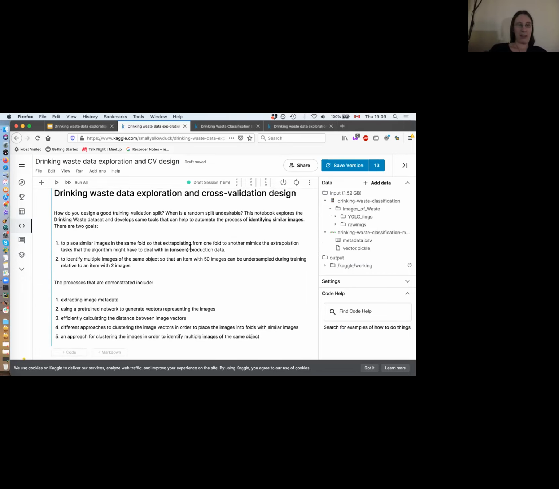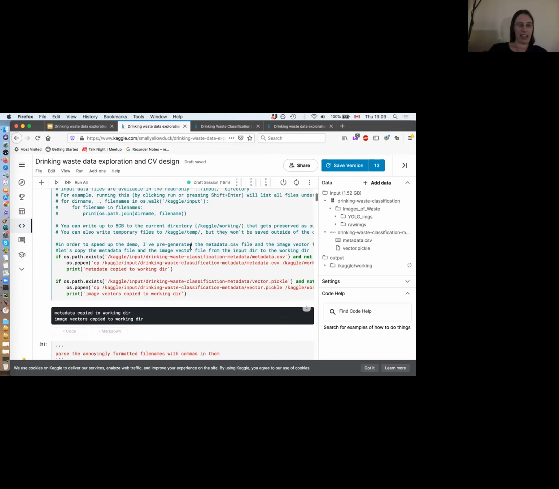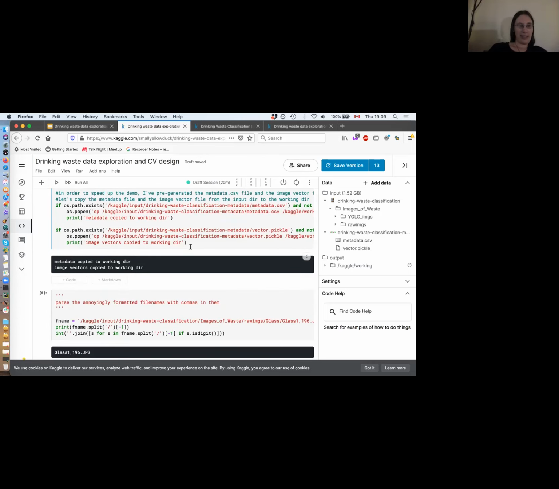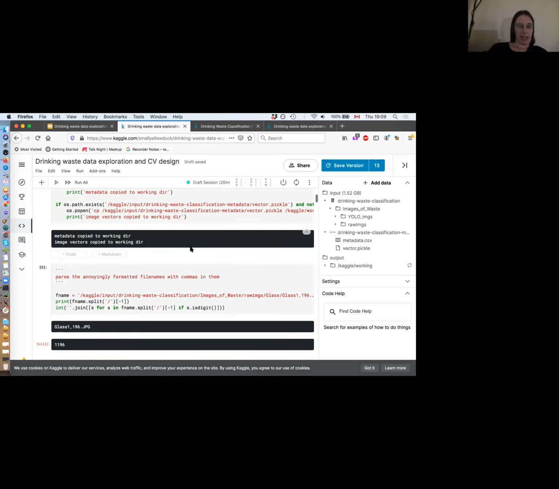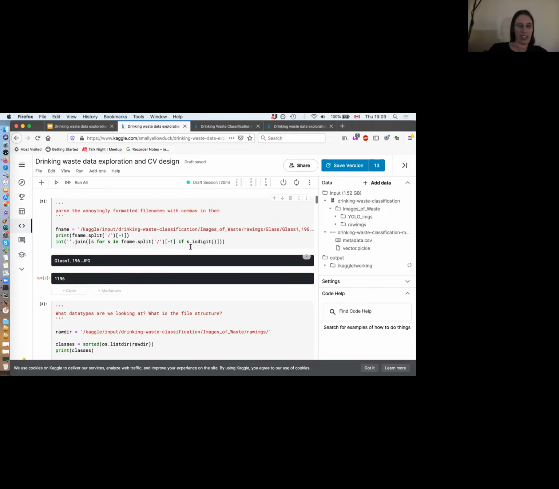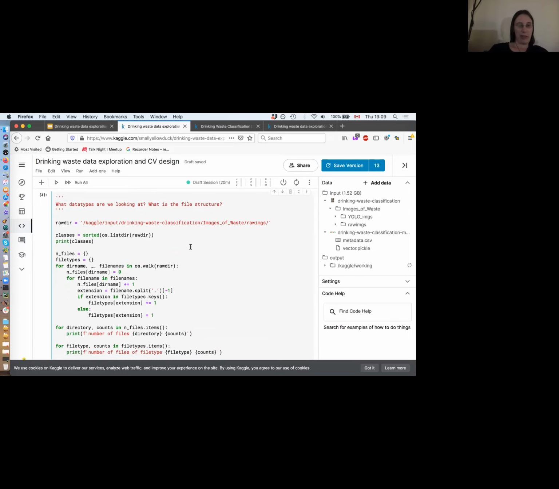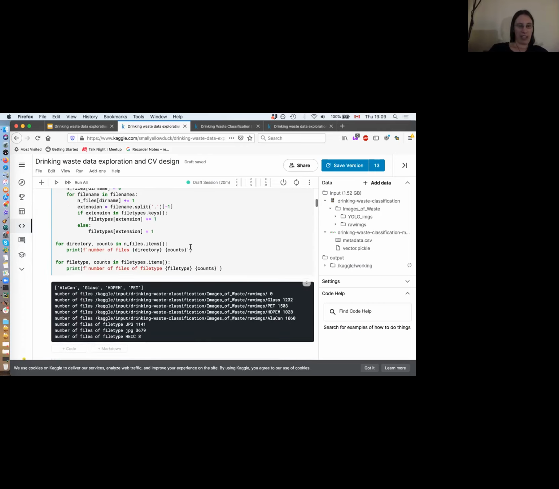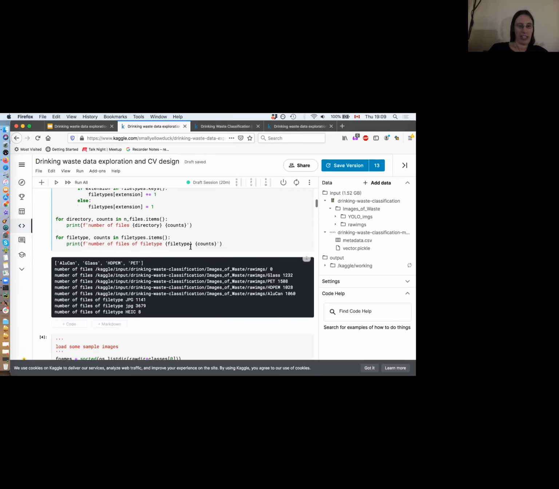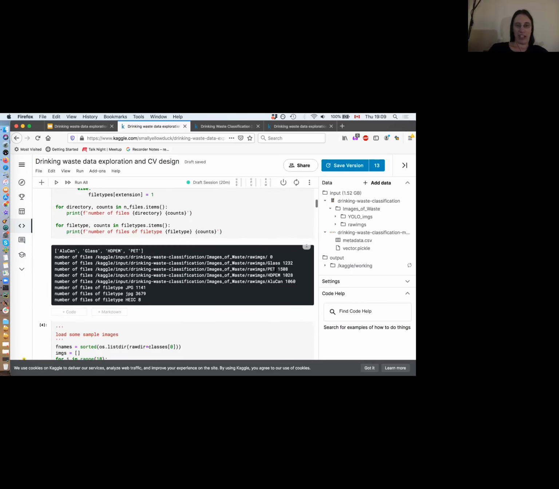Okay, so let's do the fun part of reading what's going on in this notebook. So we start off by just loading the data. And yeah, there's some annoyingly formatted file names that I parsed. And then we can kind of get a sense of just what we did visually. We can look at what directories do we have, what is the file structure. We can do that with Python code. And oh yeah, get an idea of how many images are in each class here too.